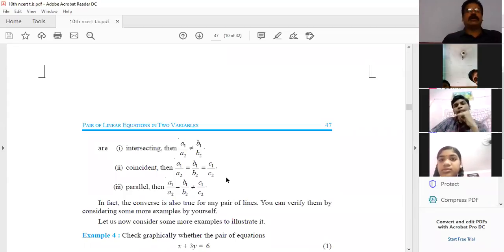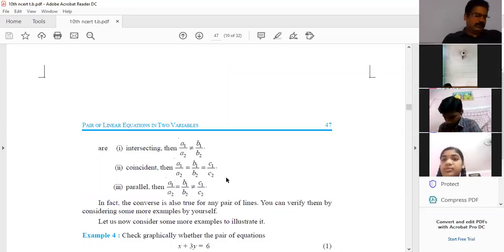Whenever the same condition is asked, you have to say three cases. First, if A1 by A2 is not equal to B1 by B2, the graphical representation is that they are intersecting. The algebraic interpretation is that they have a unique solution. They are consistent. These three points you have to say. Second case, if A1 by A2 is equal to B1 by B2 is equal to C1 by C2, they are coincident lines.